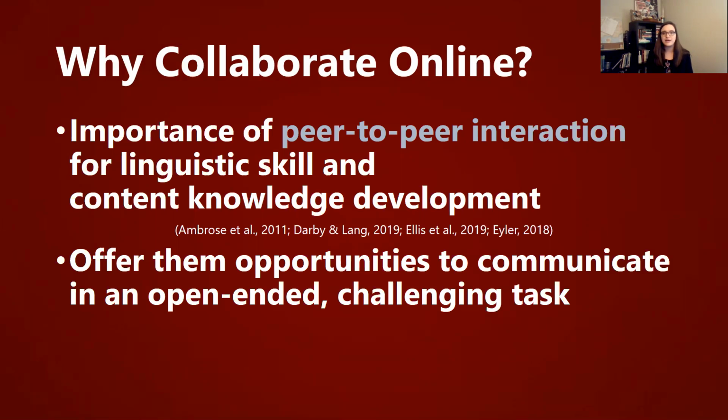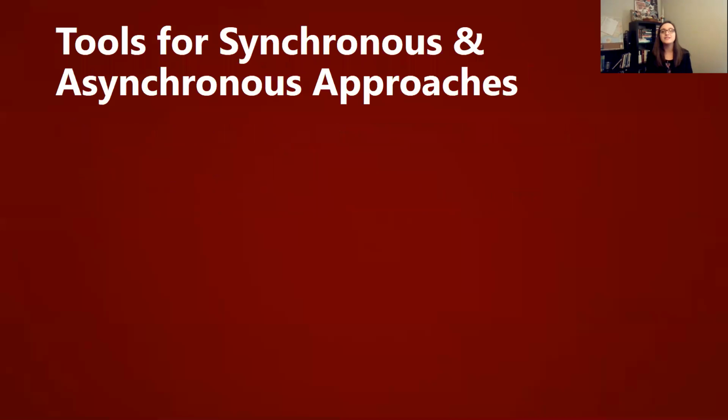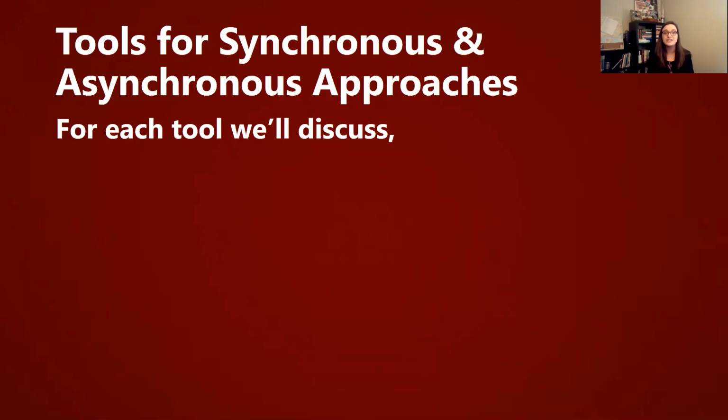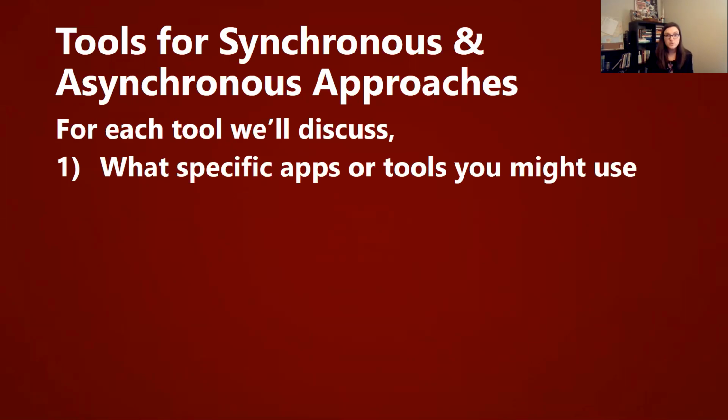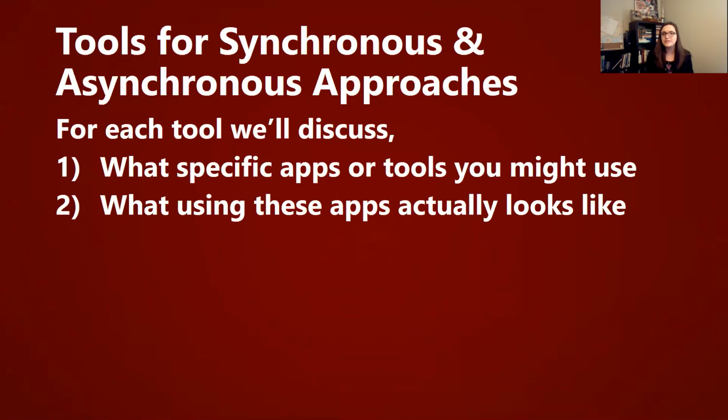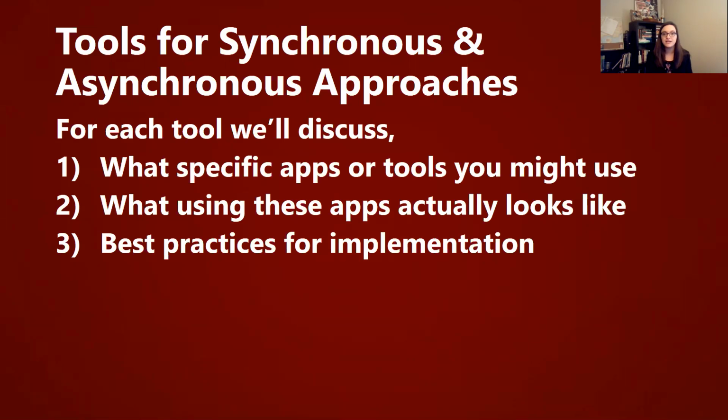And so how do we do that, of course, right? We need some tools. And so there are many tools for synchronous and asynchronous approaches to online learning. And so today I'm going to talk you through 4 of these scenarios or situations where you might apply these tools with exemplar tools that you can use. And for each tool, we're going to talk about what specific apps or tools might be best for you, what using those tools actually looks like. And I have a couple of them that I have screenshots for you guys to see inside the tool today. And then of course, we're going to talk about best practices for implementation, because whenever we're implementing a new tool, we want to make sure that we are using it in the best way that aligns with most research we possibly can. And so that is what we'll cover today.